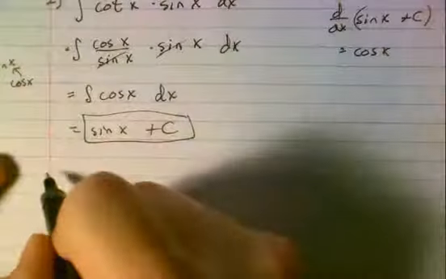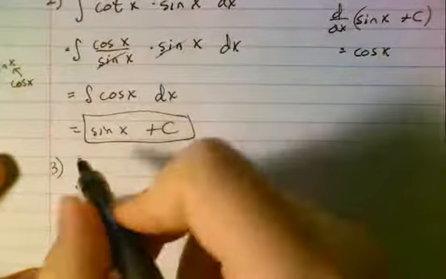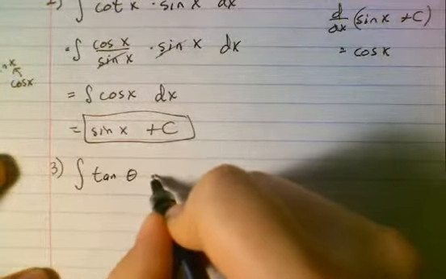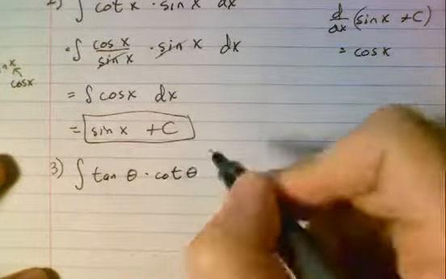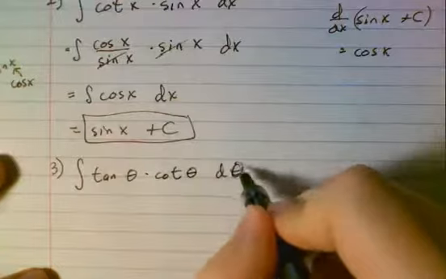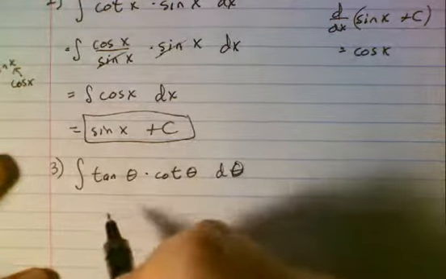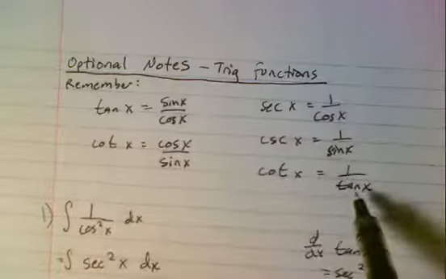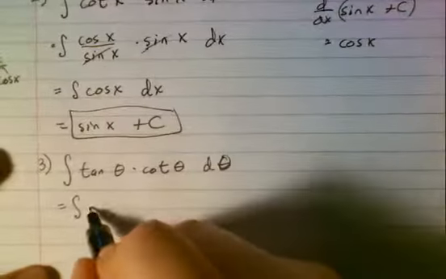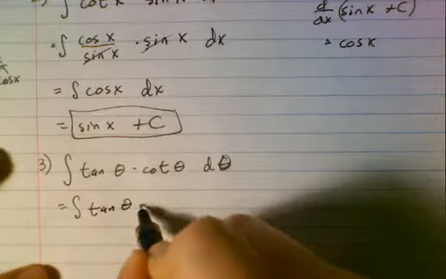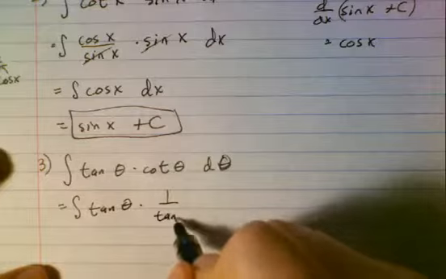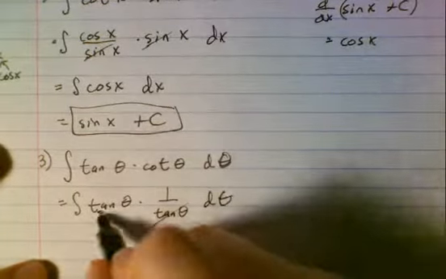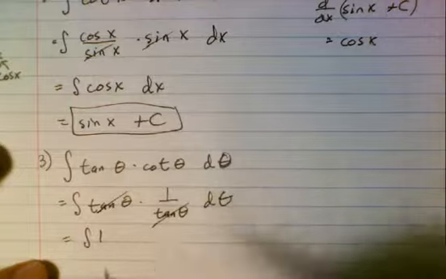Sometimes we can even get the trigonometric functions to go away entirely. So let's say we're trying to do the antiderivative of the tangent of theta times the cotangent of theta. Remember, theta is just another variable. Well, if we use this rewrite, we can say this is the tangent of theta times 1 over the tangent of theta. Those cancel out. This is just the antiderivative of 1.